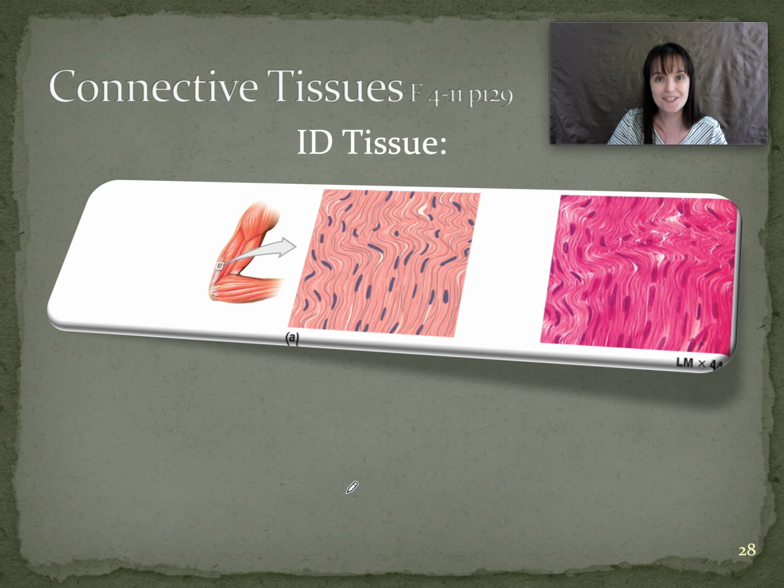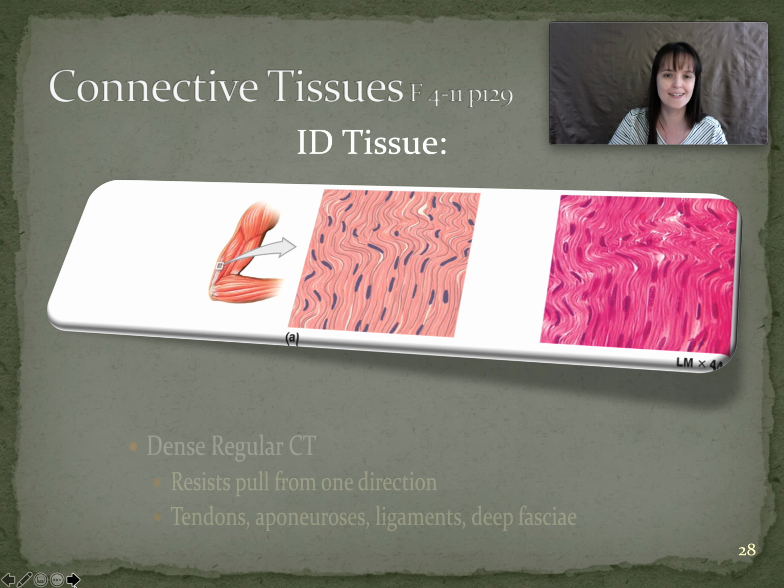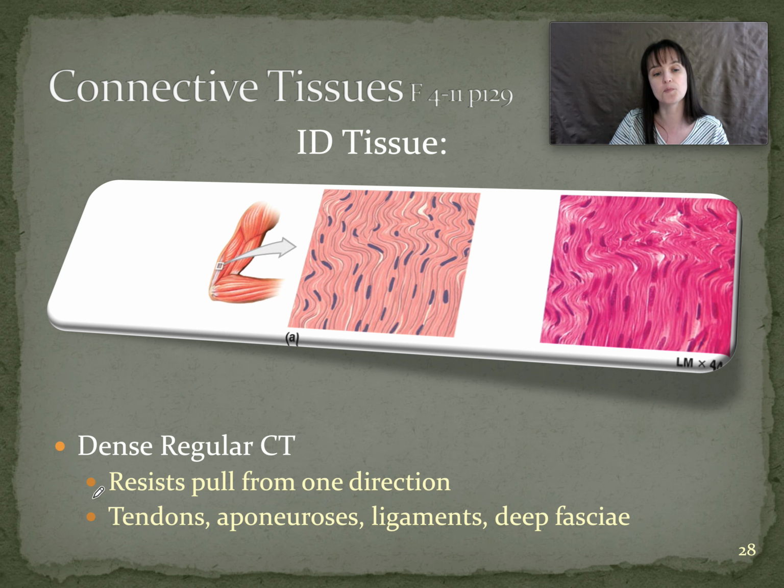Name that tissue. I can't believe it's not bacon. You got it. Dense regular CT resists a pull from one direction, found in tendons, ligaments, aponeuroses, and the deep fascia.